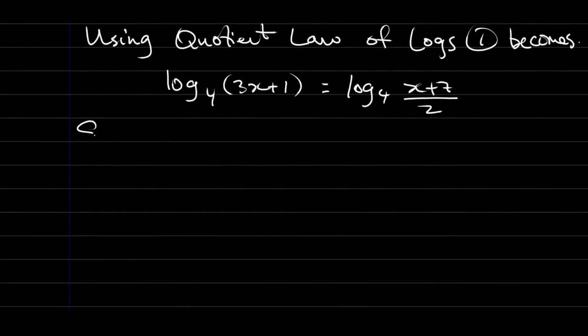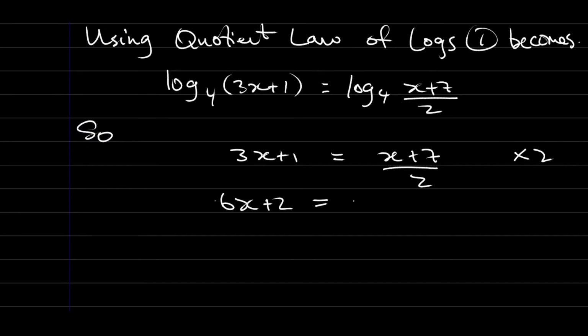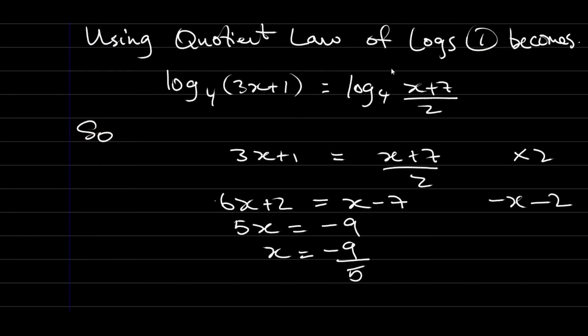Therefore, 3x plus 1 is going to be equal to (x plus 7) over 2. I'm going to multiply by 2 on both sides, so I get 6x plus 2 equal to x plus 7. I'm going to subtract x from both sides, and subtract 2 from both sides. So I get 5x equal to 5, and then x is equal to 1. Right?